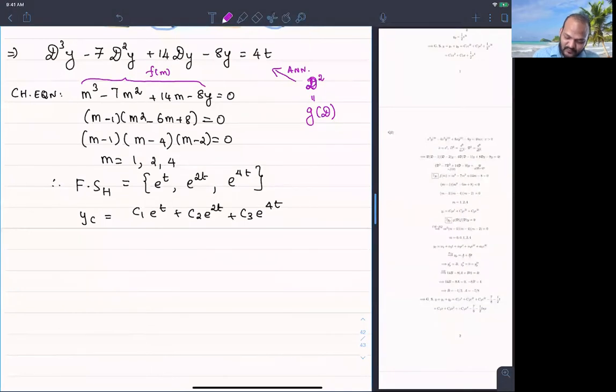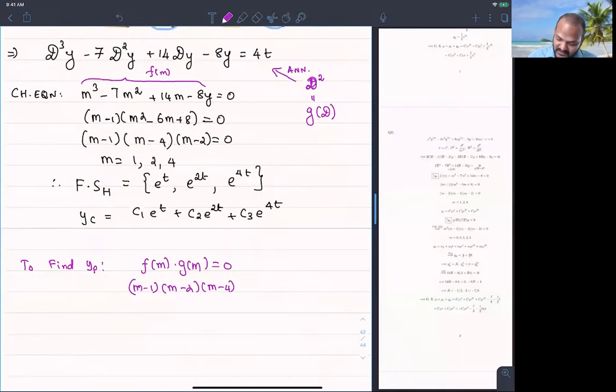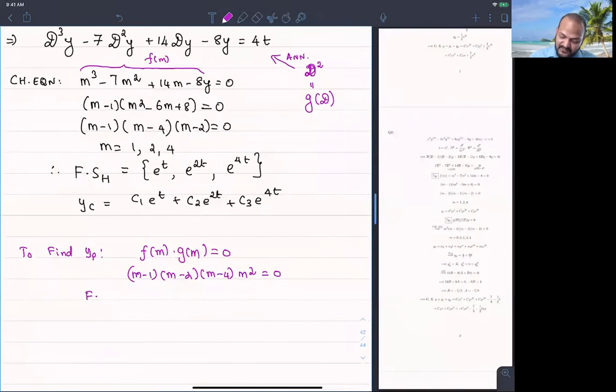So if you take a look at this, to find the yp, I'm going to take a look at f of m multiplied with g of m, and that's going to be my characteristic equation, the kind of characteristic equation that's going to give me f as nh. So that would be m minus 1 times m minus 2 times m minus 4 times m squared equals 0. And therefore, the solutions to these are m equals 0, repeating twice, 1, 2, 4.